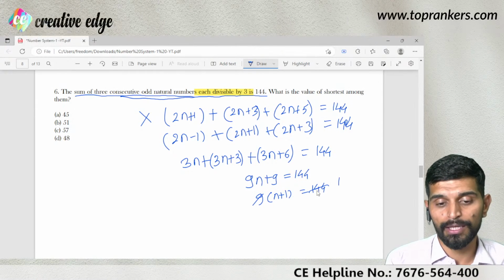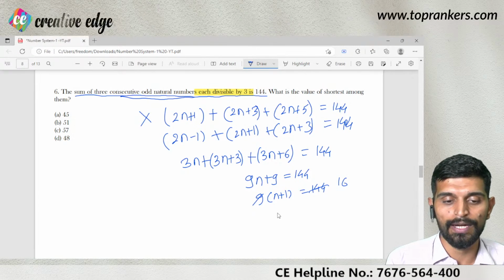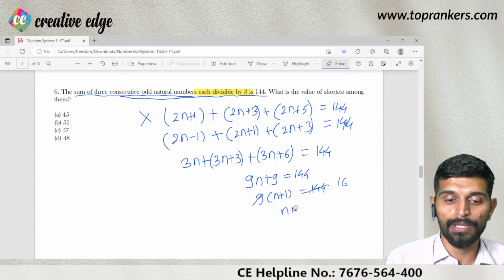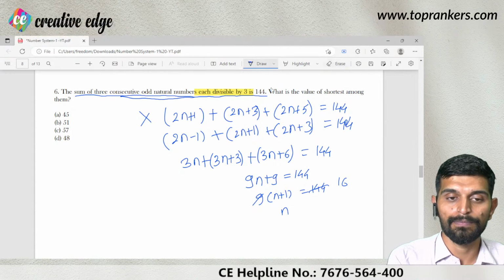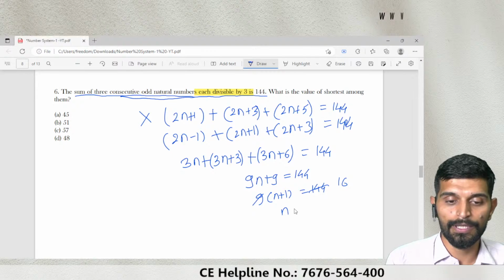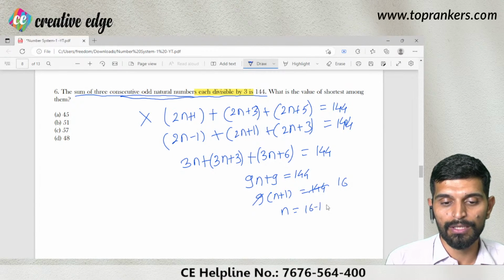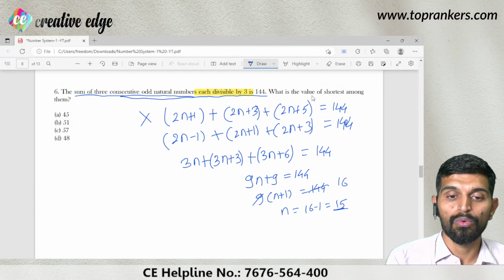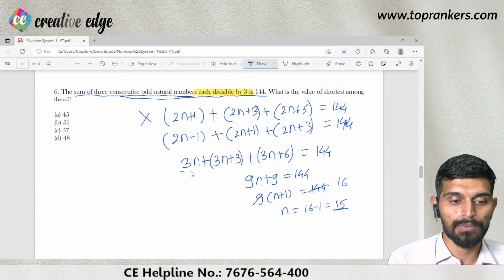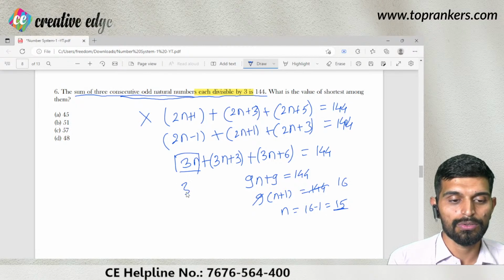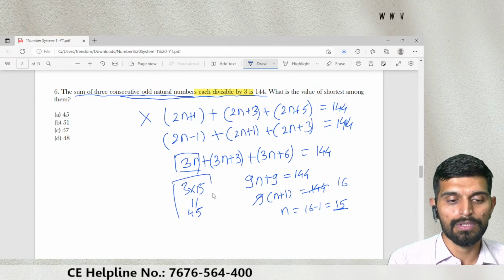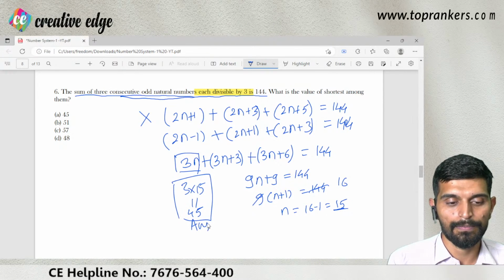9 1 time 9, carry over is 5, 6 times. So n plus 1 is equal to 16. So n will be equal to 15. That will give us n equal to 16 minus 1, 15. So if n is 15, what is the value of the shortest among them? The shortest will be 3n. So 3 into 15 is 45. So this is the required answer.